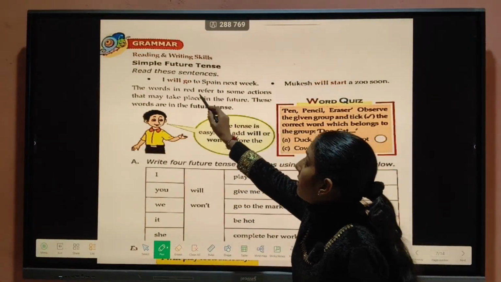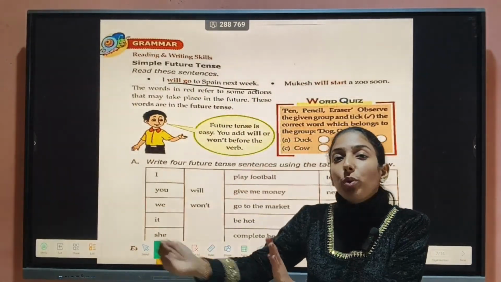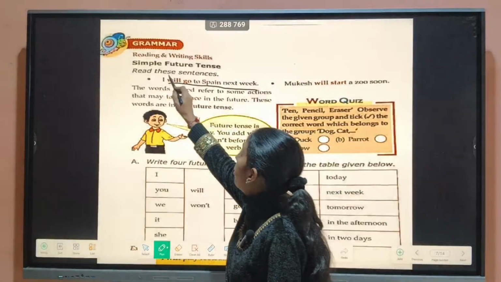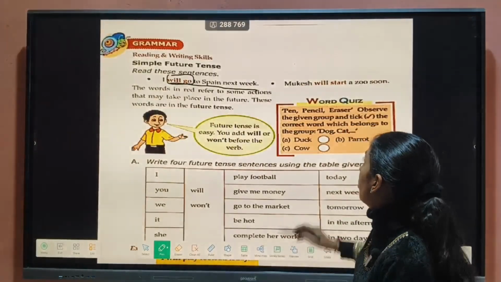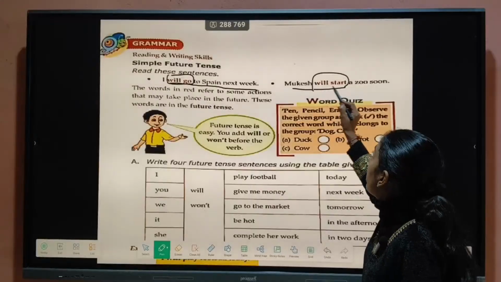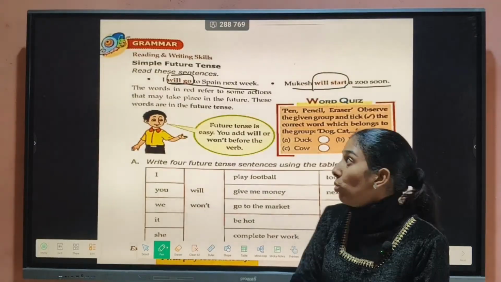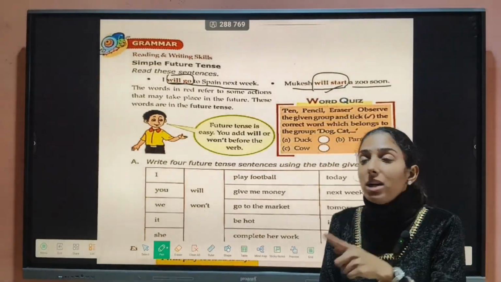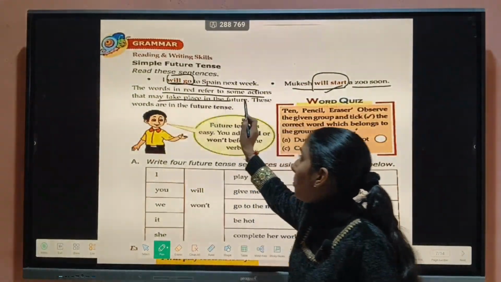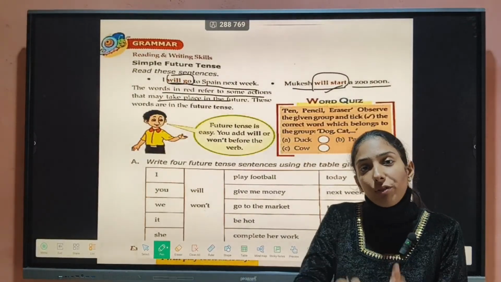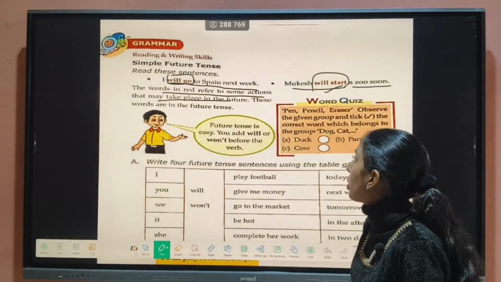Read these sentences. I will go to Spain next week. Next week, where will I go? I will go to Spain. Will plus the first form of the verb, go. Mukesh will start a zoo soon. Soon Mukesh is going to start his zoo. So, will start. Will plus verb first form. The words in red refer to some action that may take place in the future. If any action is going to take place in the future, we will show it with the simple future tense.